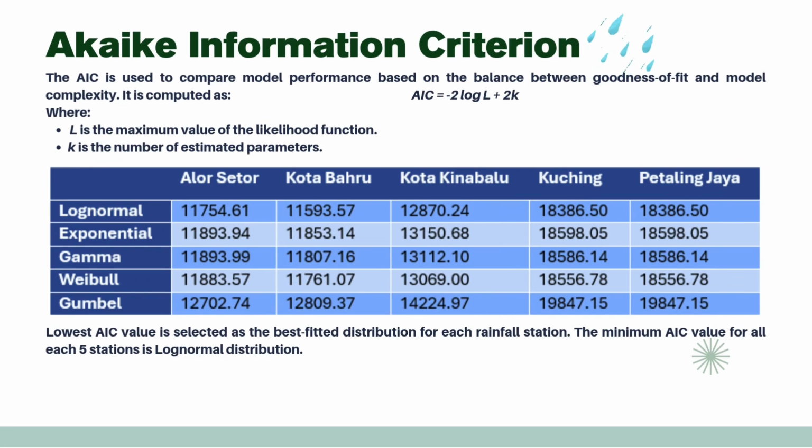Next, we apply the Akaike information criterion to evaluate each distribution. The AIC is calculated by using the formula given, where L is the maximum value of the likelihood function and K is the number of parameters estimated. A lower AIC value indicates a better trade-off between goodness of fit and model capacity. Again, across all 5 stations, the log normal distribution shows the lowest AIC value.